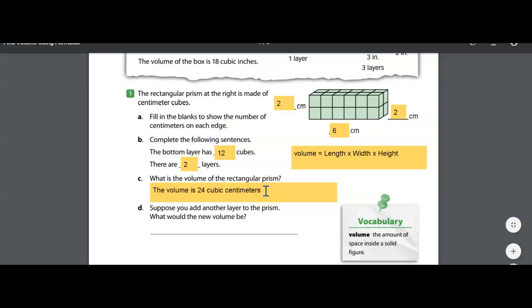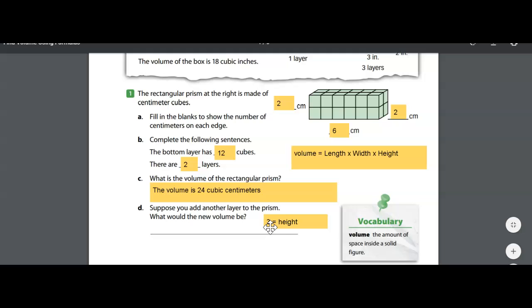D, suppose you add another layer to the prism. What will the new volume be? So if we add another layer to the prism, we know that if we have 2 layers as our height and we add another layer, that means our height will be 3. So 3 will be our height.